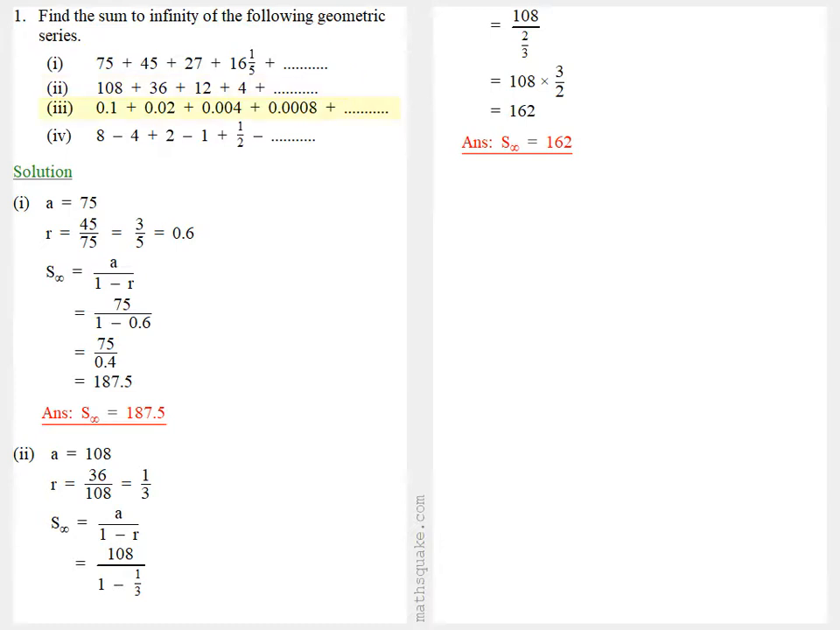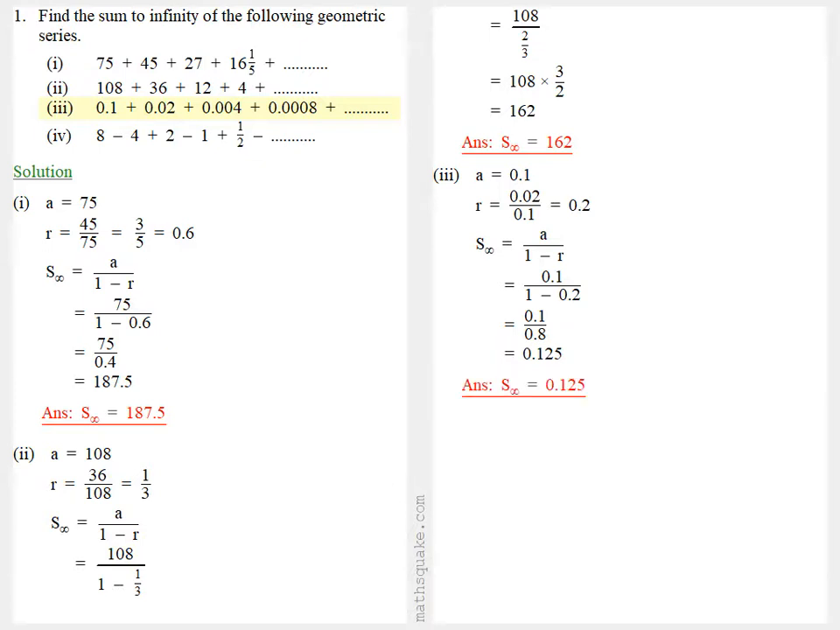The third series is 0.1, 0.02, 0.004, 0.0008, and so on. Well, the first term is 0.1, and the common ratio is 0.02 over 0.1, which is 0.2. Now the sum to infinity is the first term over 1 minus the common ratio, so that's 0.1 over 1 minus 0.2, or 0.1 over 0.8, which is an eighth, or 0.125. So the sum to infinity is 0.125.